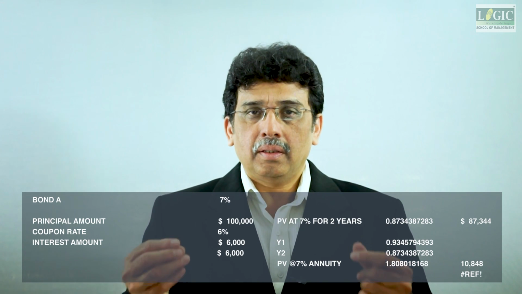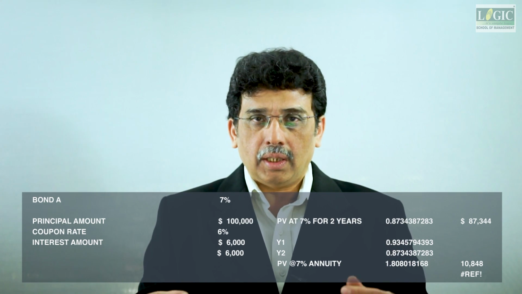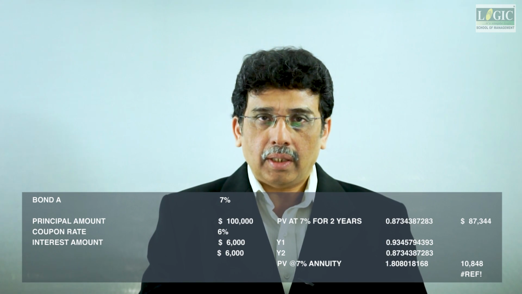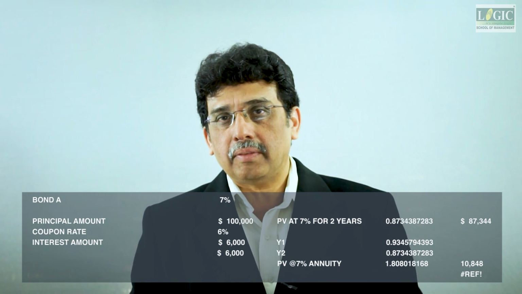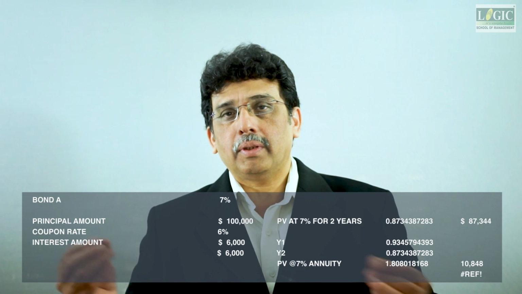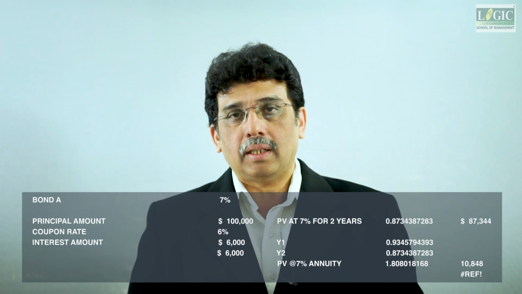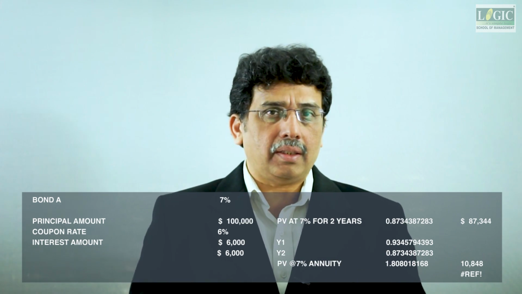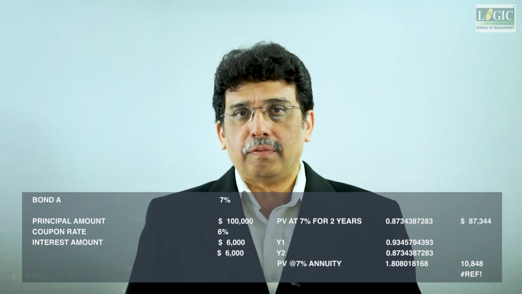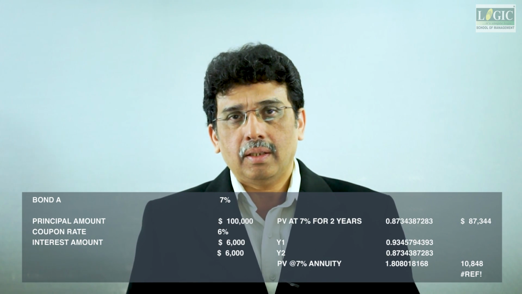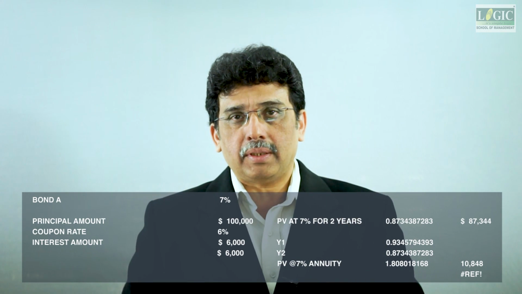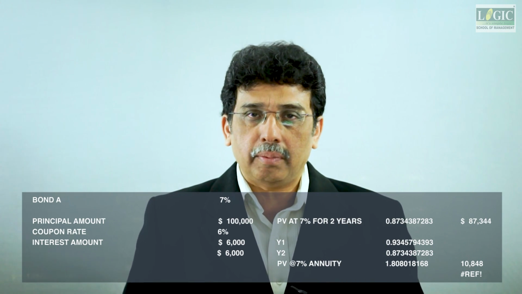What does this mean? 87,344, if you put it in the bank now, and if that bank earns even 7% interest annually, you are going to get $100,000 after 2 years. Now there are ways of getting this present value factor of 0.873. One is to look up the present value tables, which is readily available.